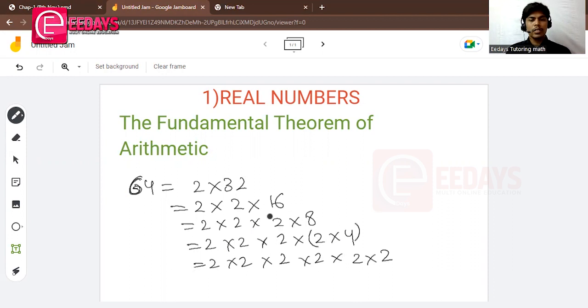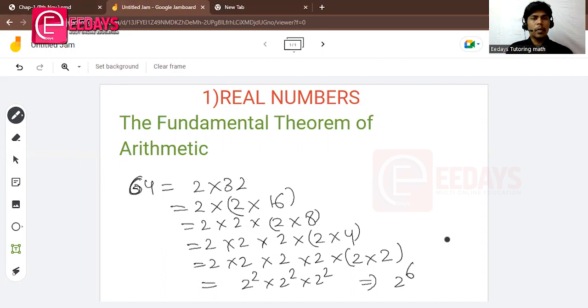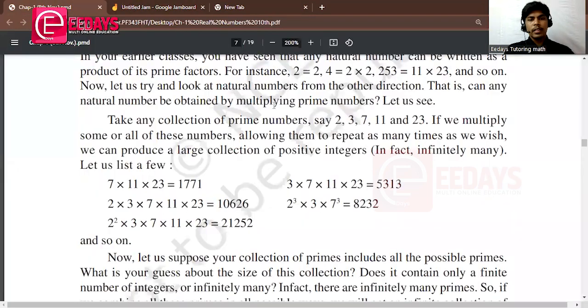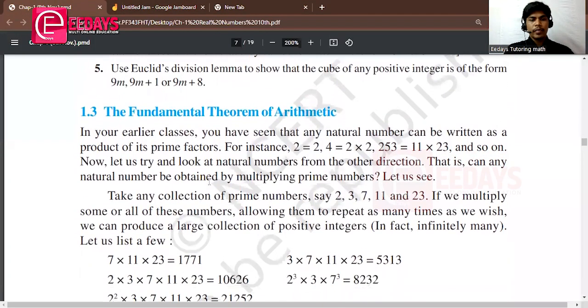I hope everyone understood. We just write all the steps like this, with a bracket for each and every step. Finally, how many 2s do we get? 1, 2, 3, 4, 5, 6. We can group it as 2 square, 2 square, 2 square, or else you can write it as 2 power 6.